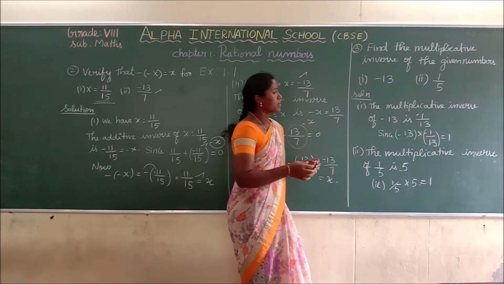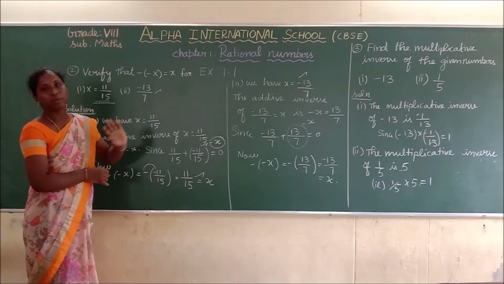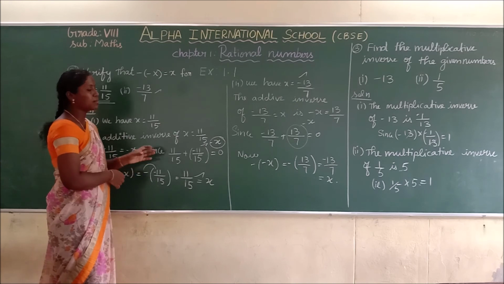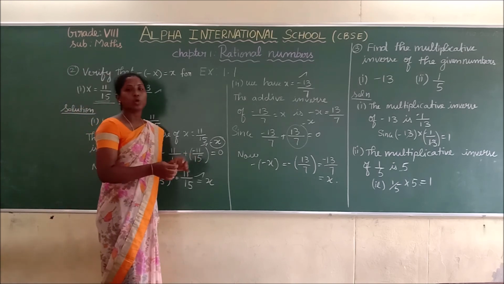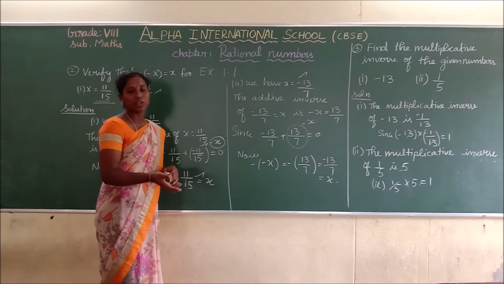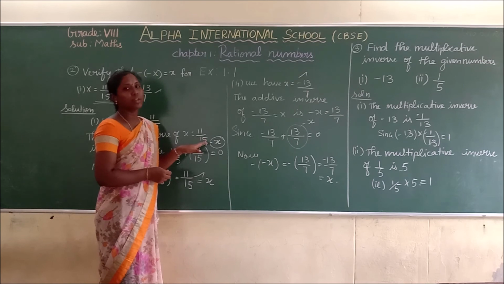Now listen, be clear with the concept of additive inverse and multiplicative inverse. For additive inverse, if you add any number and the result comes as 0, that is called the additive inverse. Just the negative of the number itself will give you the result 0 when adding. So the negative of the number is called the additive inverse of the given number.